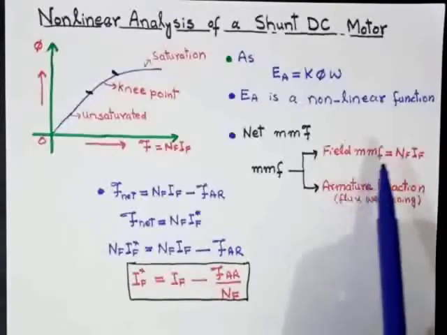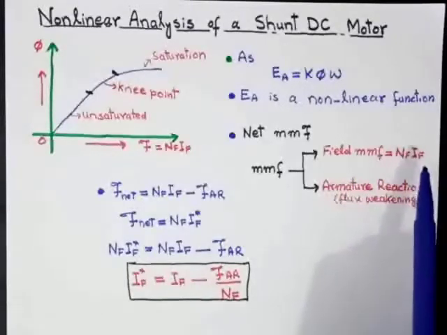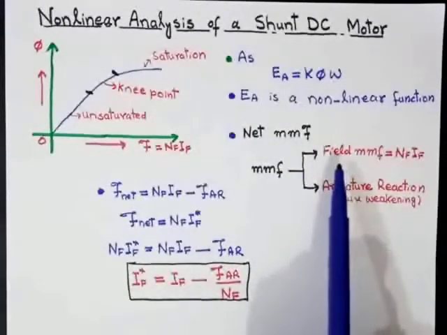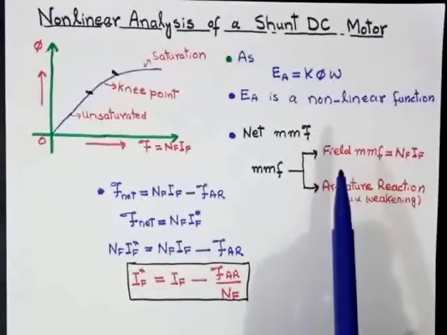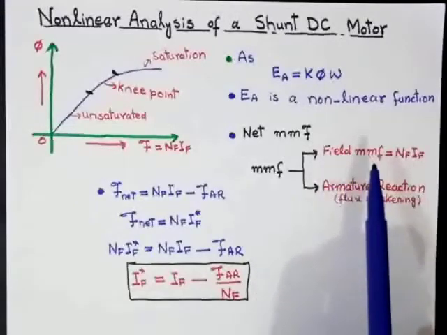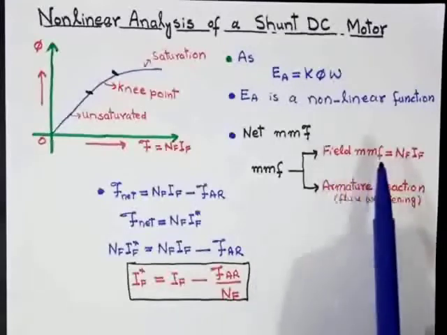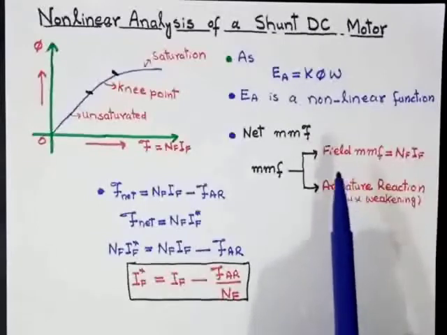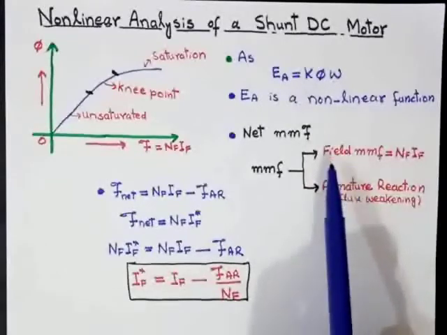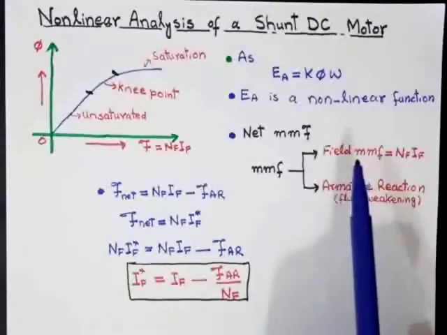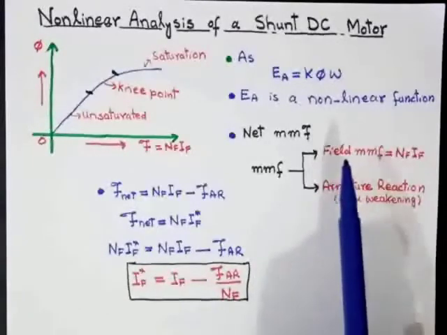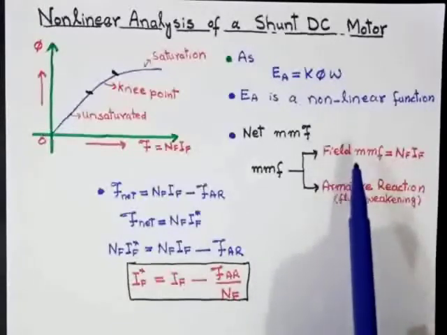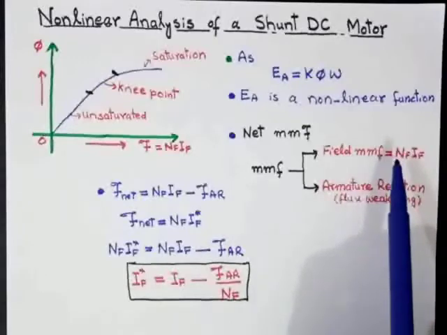The field magnetomotive force is equal to NF into IF. As we have already discussed, there are two main parts of the DC motor. The first one is the static part of the DC motor and the second one is the rotating part of the DC motor. The winding across the static part of the DC motor is called the field winding. When current flows across the field winding, flux is produced. This is the first principal contributor of magnetomotive force.